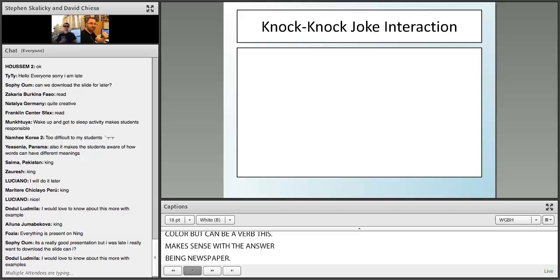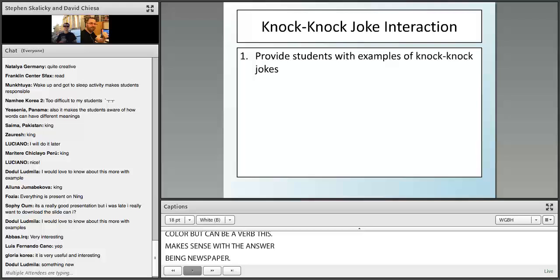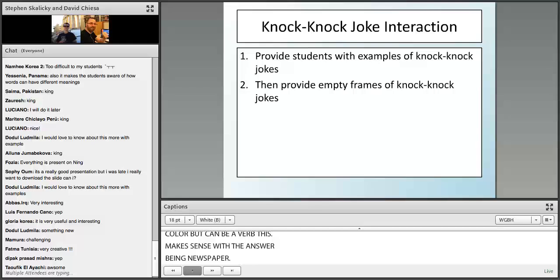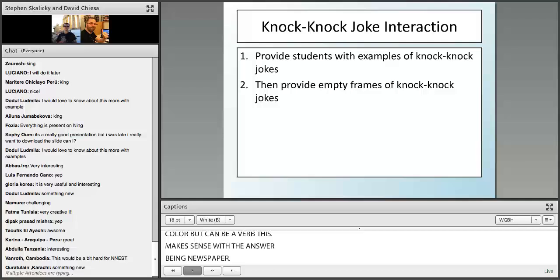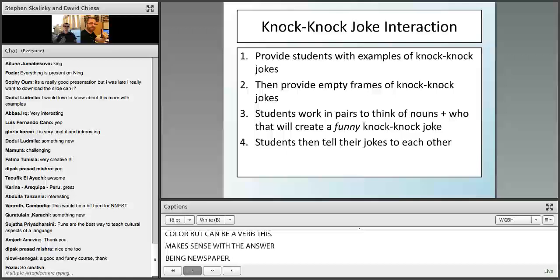Remember knock-knock jokes? Well, we first talked about knock-knock jokes with identifying humor, but now they can actually produce their own knock-knock jokes. We first provide students with examples of knock-knock jokes, as we have done before, and then two, we provide them empty frames of knock-knock jokes where they can put in their own. And then finally, students work in pairs to think of nouns, plus who, that will create a funny knock-knock joke. And then finally, students tell their knock-knock jokes to each other.